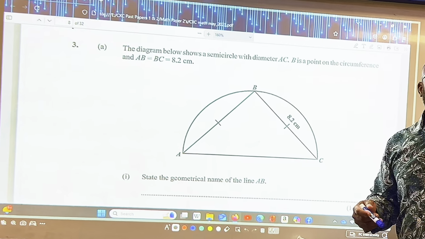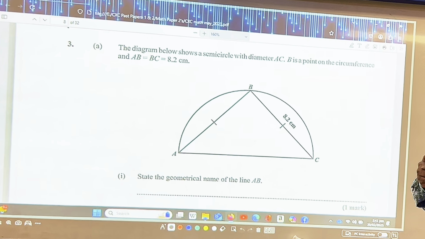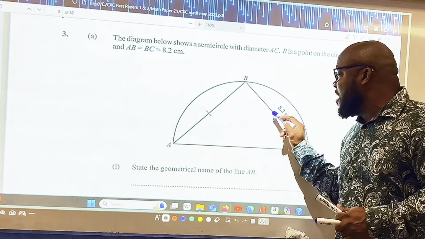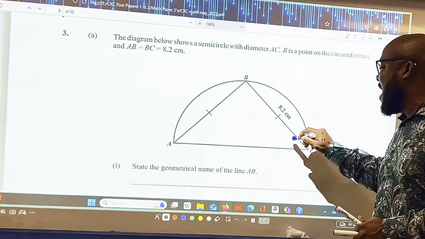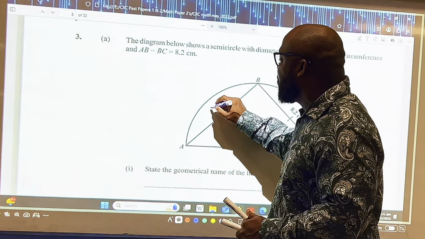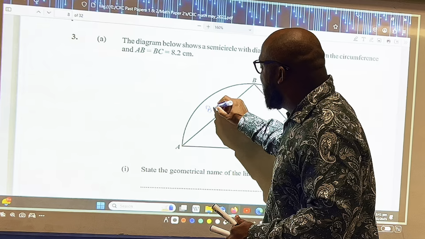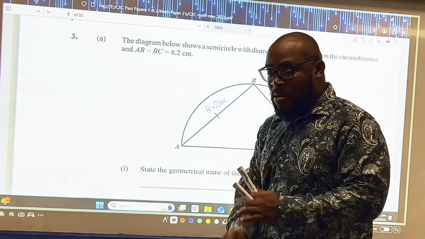They are the same. Remember though, isosceles does not only deal with sides, it deals with angles as well. That means this side with this angle, and this side with this angle, this side and this side will be equal. So what number should I put here? 8.2 centimeters. Good.